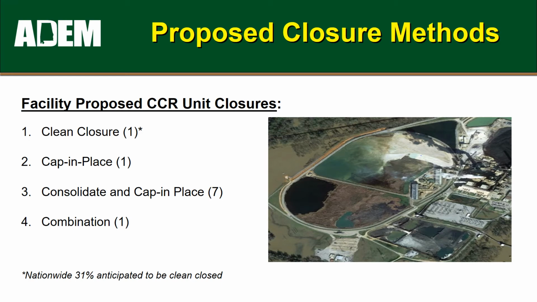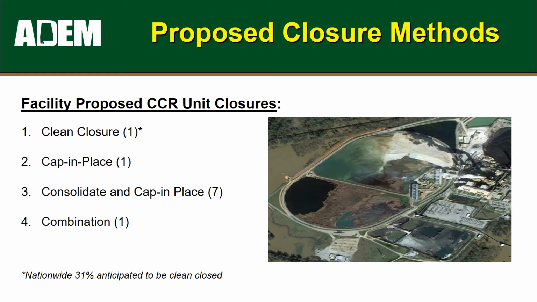1 CCR unit, where, as you can see in the diagram, is a utility that's proposing to clean close the smaller CCR unit by digging up the material and placing it into the larger surface impoundment, which will in turn be consolidated to increase the buffer area and close as a landfill. Again, this is what is being proposed in the closure plans and under review by the department.